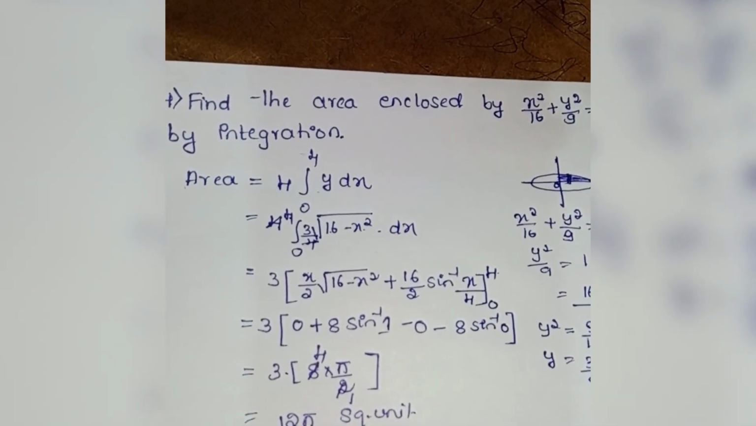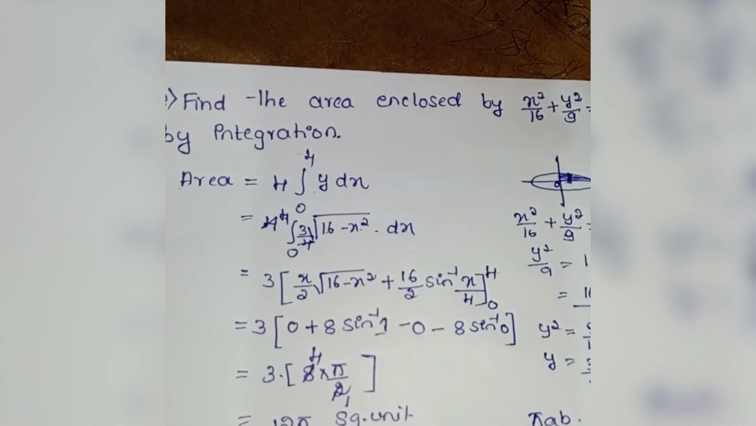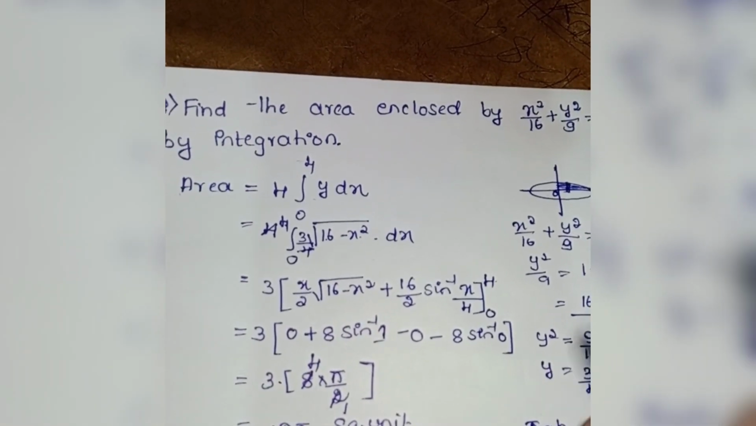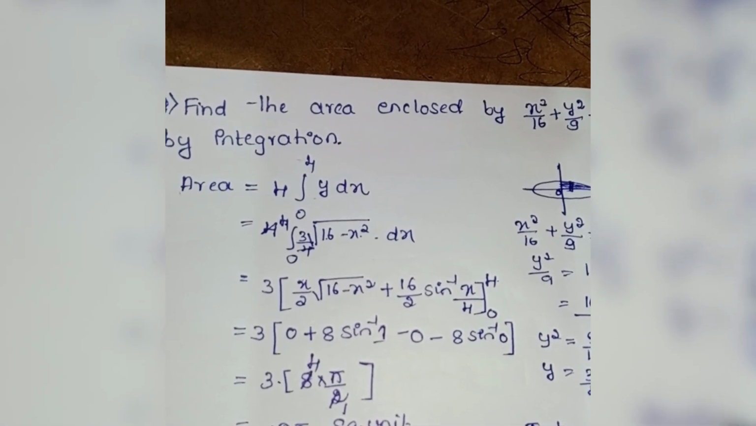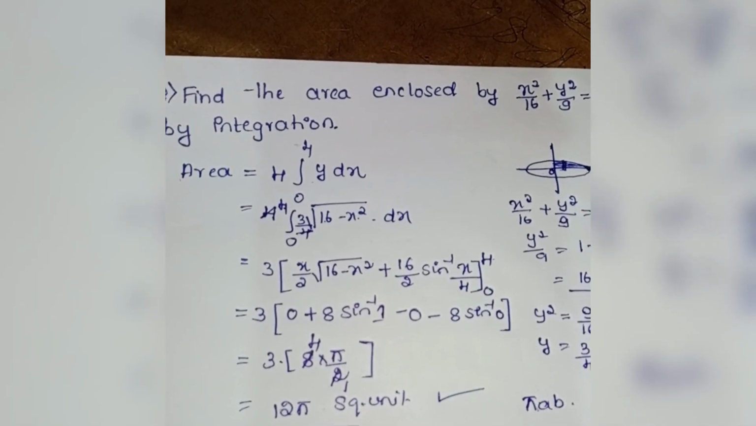Area enclosed by the ellipse is pi AB. Here A is 4, B is 3. 3 into 4 or 4 into 3, 12 pi is the answer. So this answer is correct.